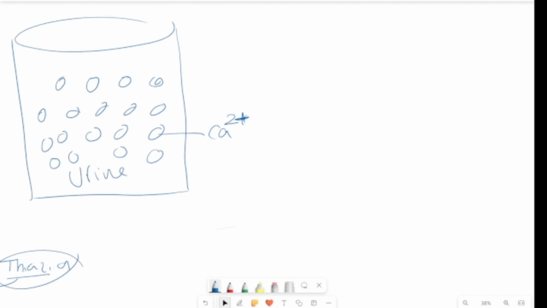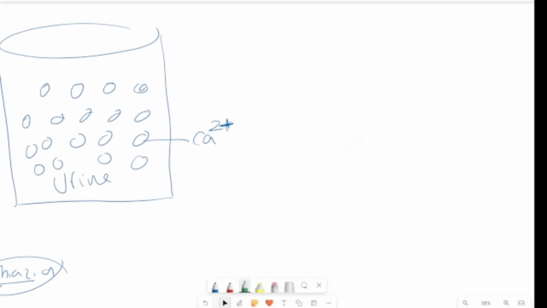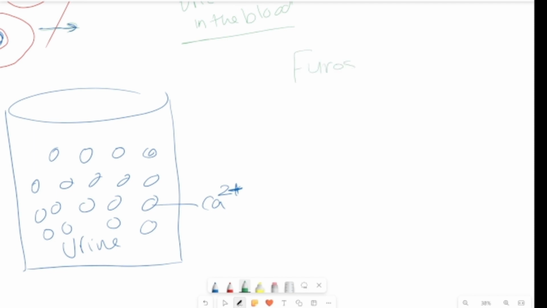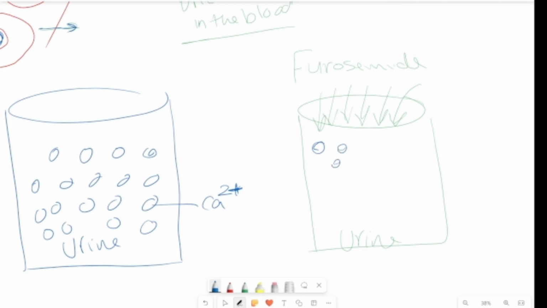What about the other hand? The other hand, I will put it in green. We have furosemide. For furosemide, this is urine here. They said furosemide increases elimination of calcium in urine. That means we are going to have a lot of calcium in the urine, hypercalciuria. So the urine will be rich in calcium.